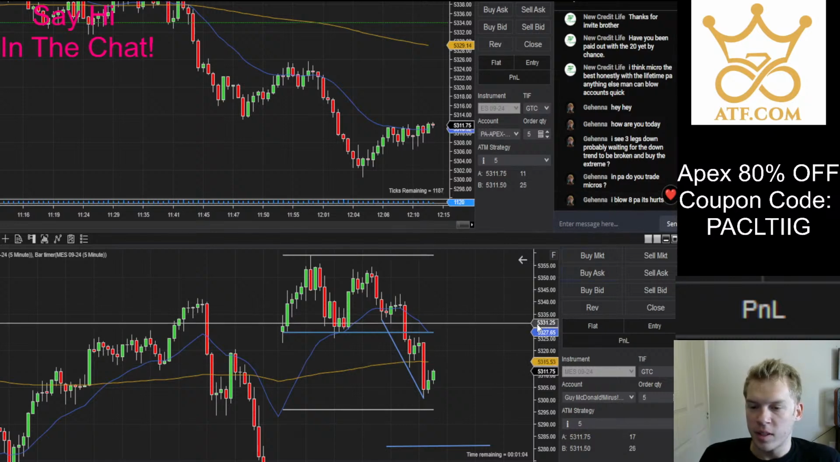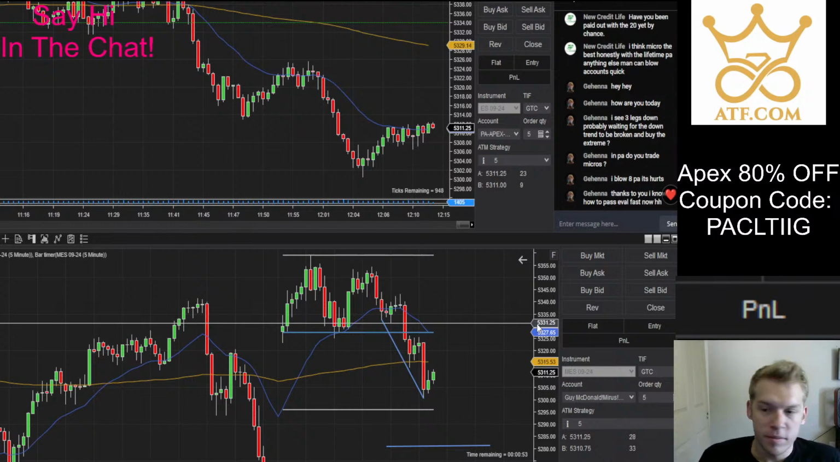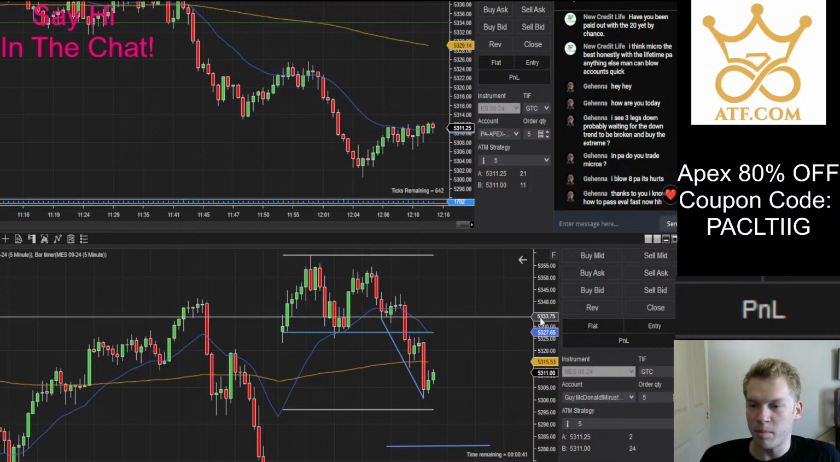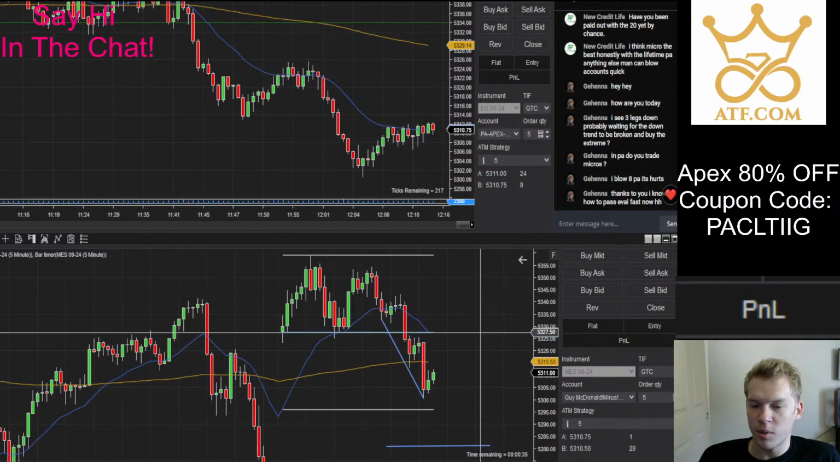Yeah, I mean, if you're blowing those accounts, then my advice would either be to trade smaller and be more selective, or maybe don't try to do funding accounts at all. Just trade your personal account, and just trade one micro on your personal account.